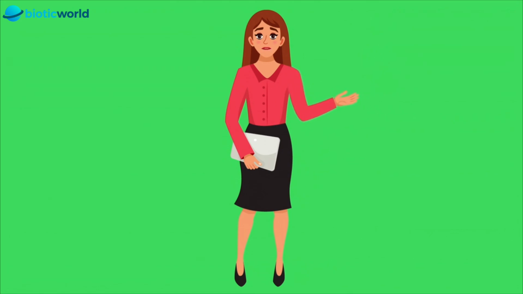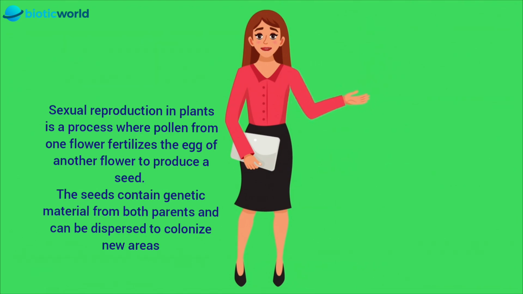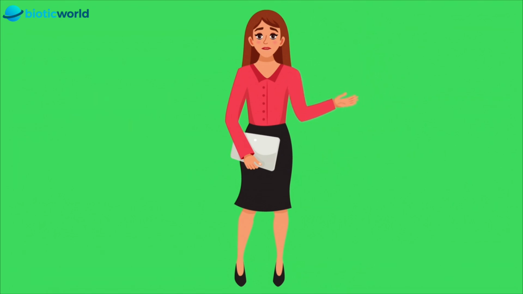Sexual reproduction in plants is the process through which plants create offspring by combining genetic material from two parent plants. This process results in the formation of seeds, which will eventually grow into new plants. The key stages of sexual reproduction in flowering plants are pollination, fertilization, and the development of seeds and fruits. Let's break down each stage in detail.